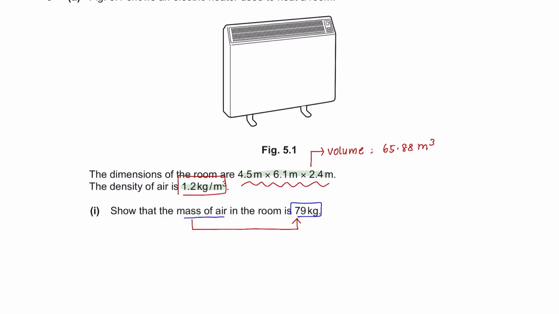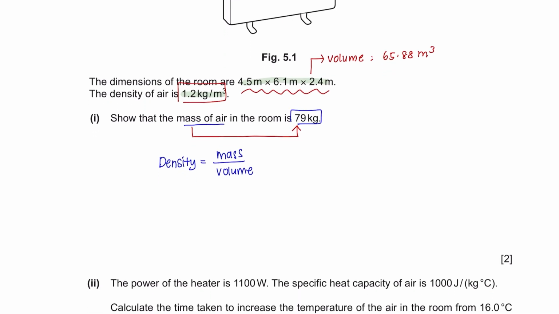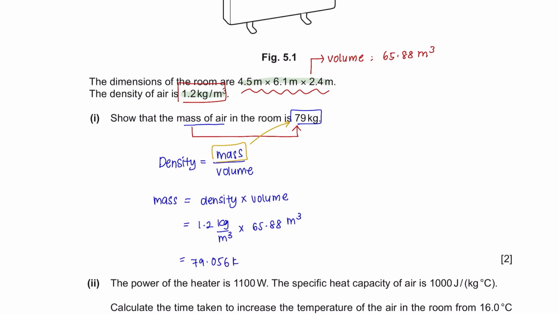So this formula should be in your mind right away. Density equals mass divided by volume. To show that the mass of the air is 79 kg, just rearrange it and it's density times volume. Substitute the values and you get a mass of 79.056 kilograms, which is 79 kilograms when rounded to 2 significant figures. Anyway, both answers are acceptable.